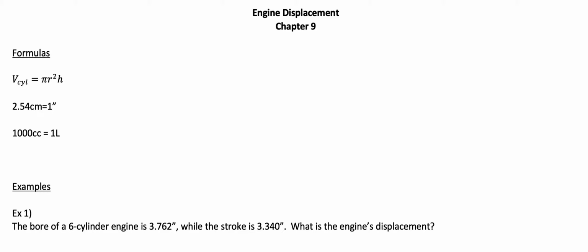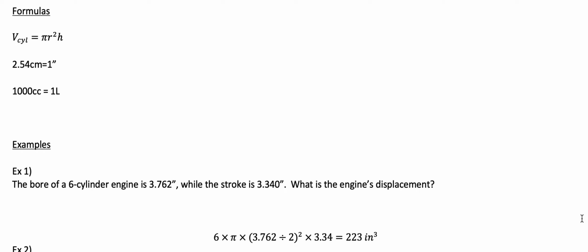So to start with, our first example, it says the bore of a 6-cylinder engine is 3.762 inches, while the stroke is 3.340 inches. What is the engine's displacement? So we're going to use that first formula, the pi r squared h, and then multiply it by 6.